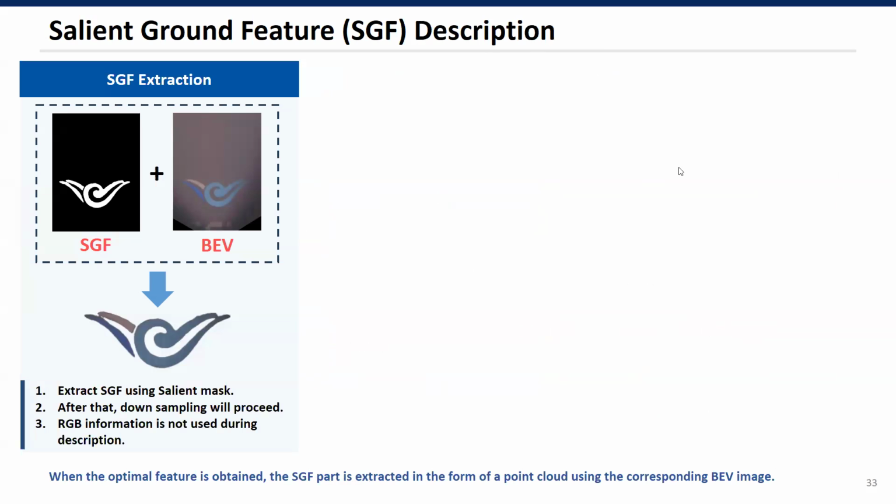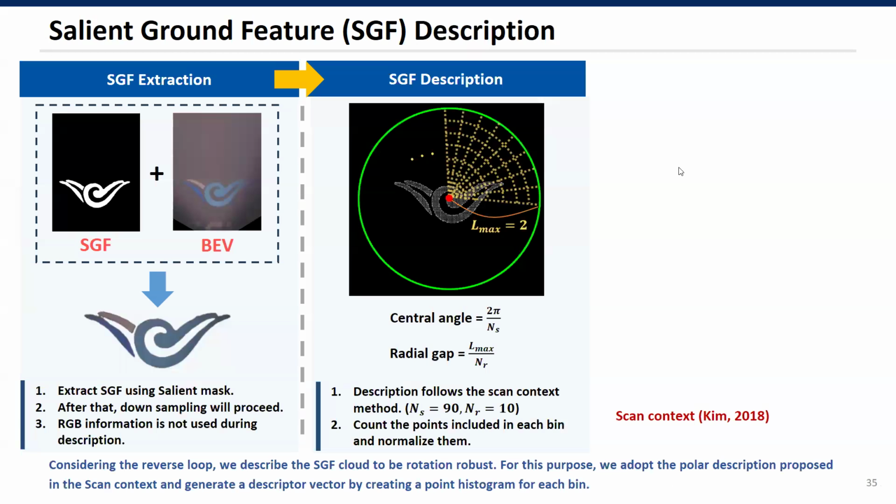When the optimal feature is obtained, the SGF part is extracted in the form of a point cloud using the corresponding bird's-eye view image. The SGF cloud is downsampled and RGB values are not used in the description to avoid the ambiguity of the illumination. Considering the reverse loop, we describe the SGF cloud to be rotation robust. For this purpose, we adopt the polar description proposed in the scan context and generate a descriptor vector by creating a point histogram for each bin.